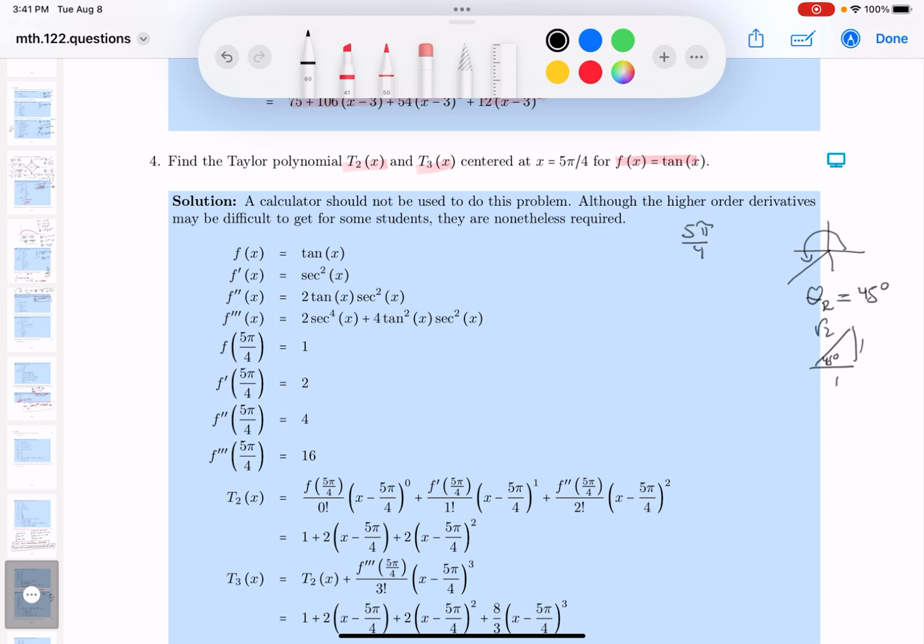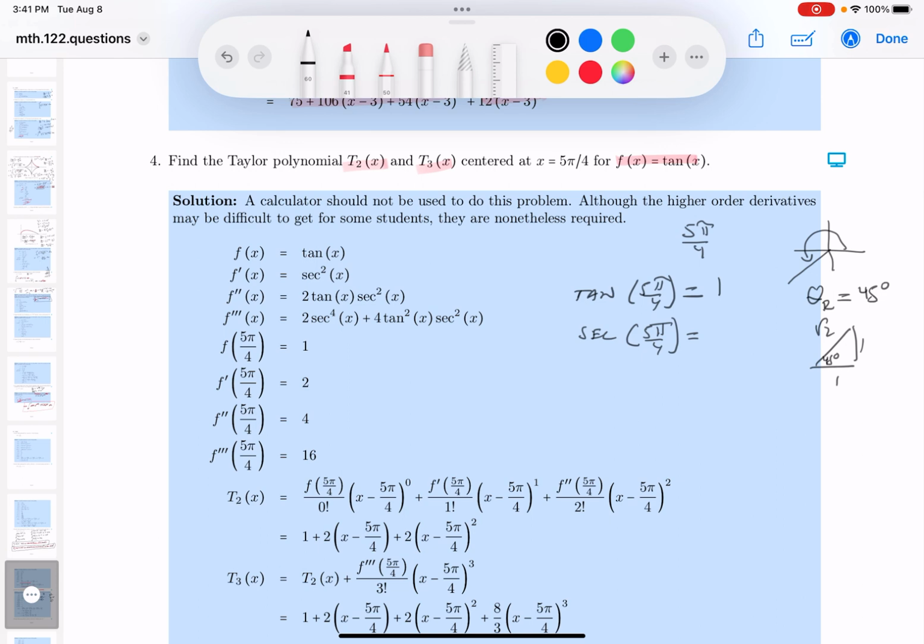So the tangent of 5 pi over 4, I need that. What's that going to be? Well, it's in the third quadrant, and you're going to negative over negative, which is positive. So that's just going to be 1. Relatively simple. The secant of 5 pi over 4.